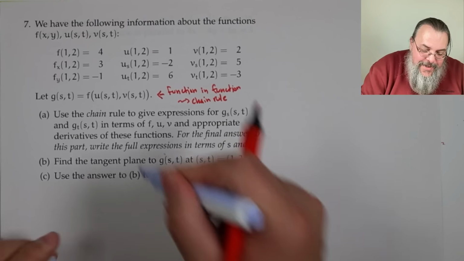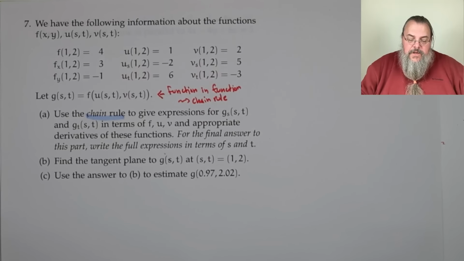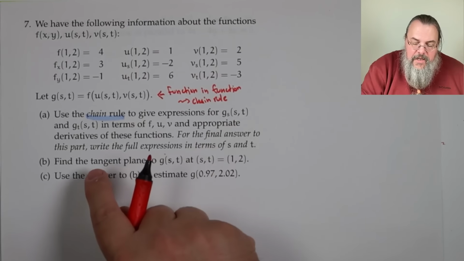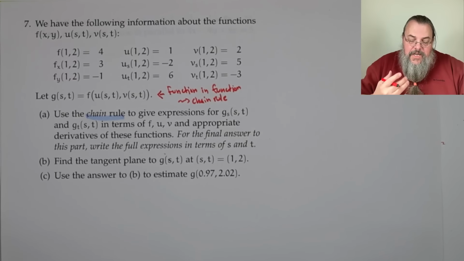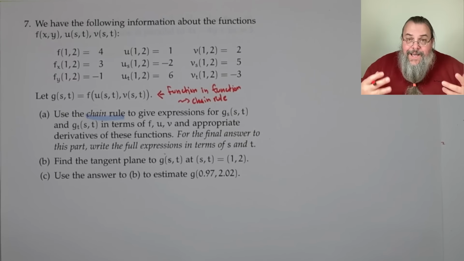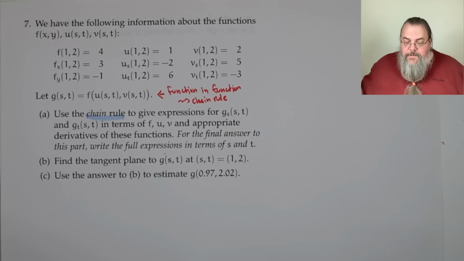We knew it. All right, use the chain rule to give expressions for g_s(s,t) and g_t(s,t) in terms of the functions f, u, v, and the appropriate derivatives of those functions. And for the final answer to this part, write the full expressions in terms of s and t. Okay, so here we go.